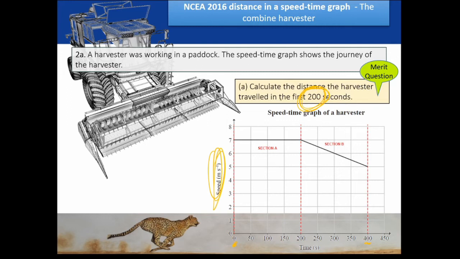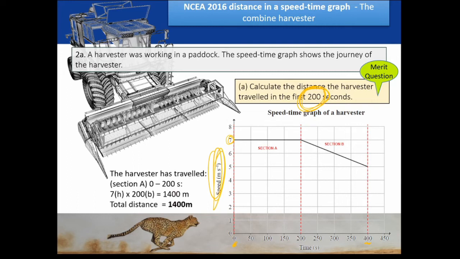So area under the graph for this one is very easy. If our speed was 7, that's our height, and our width is 200. So 7 times 200 is 1,400 meters. Okay, and bang, merit. How easy is that, guys? So the harvester traveled from 0 to 200 seconds. 7 was the height, 200 was the width. That gives us 1,400 meters. Total distance, 1,400 meters. Very, very easy.